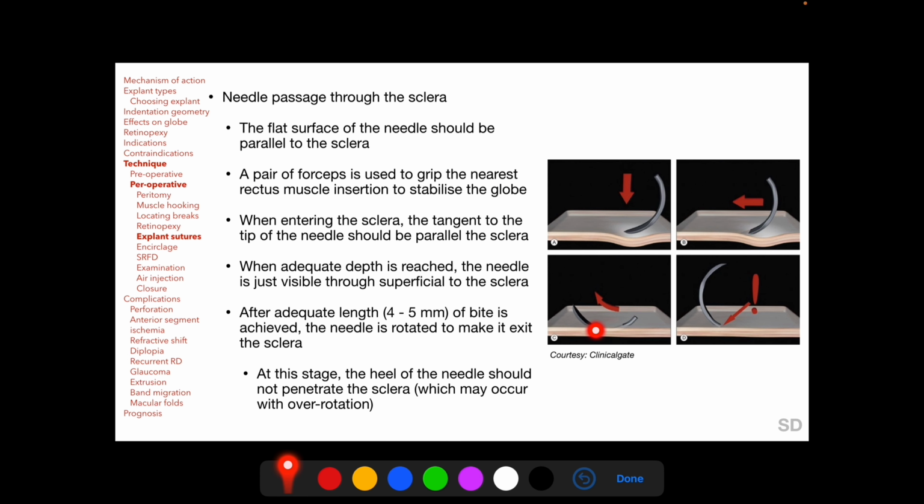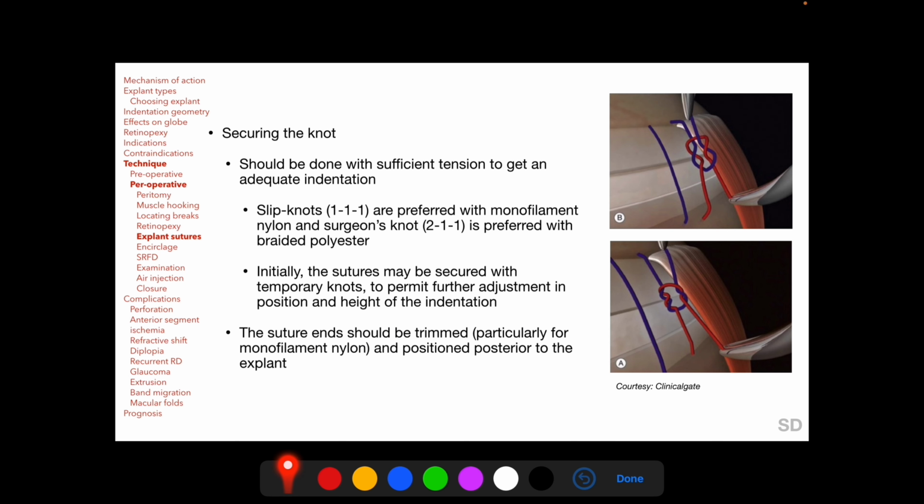When the spatulated needle passes through the sclera, its flat surface should be parallel to the surface of the sclera. When entering the sclera, the tangent to the tip of the needle should be parallel to the sclera, and after adequate length of the bite is achieved, the needle is rotated to make it exit the sclera. At this stage, the heel of the needle should not penetrate the sclera, which may occur if the needle is over-rotated. The suture knot is secured with sufficient tension to get an adequate indentation of the sclera, and the suture end should be trimmed and the suture positioned posterior to the explant to minimize the risk of conjunctival erosion, which may lead to extrusion of the explant.